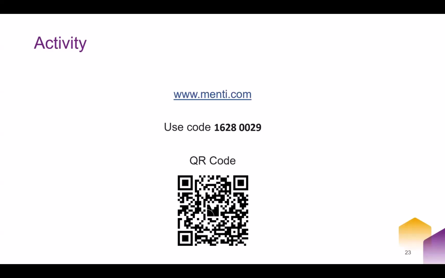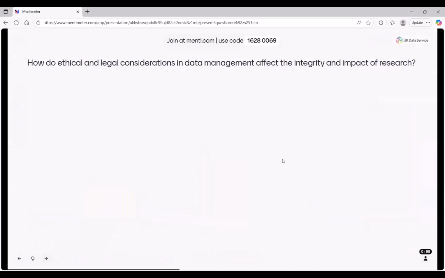So just a quick question on Menti. This gives you, I think, a break from constant listening as well. So how do ethical and legal considerations in data management affect the integrity and impact of research? What do you think? Any thoughts on that?